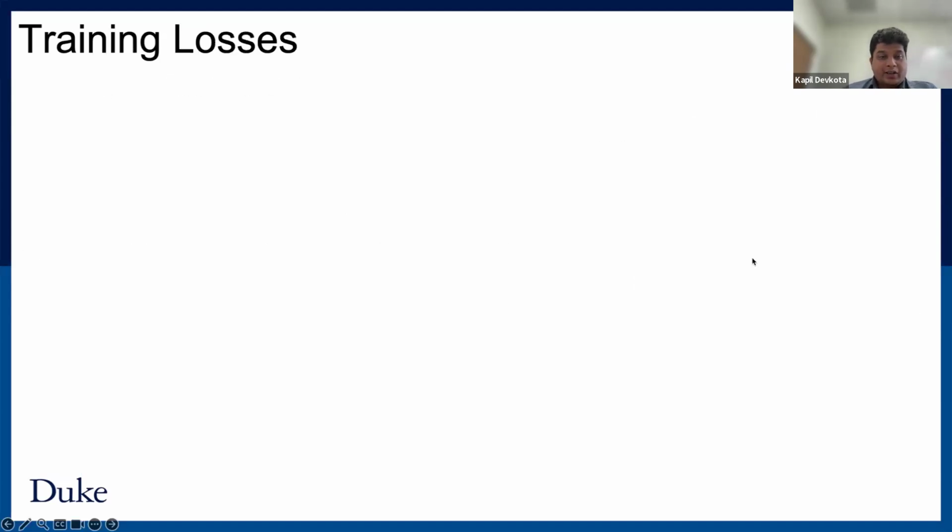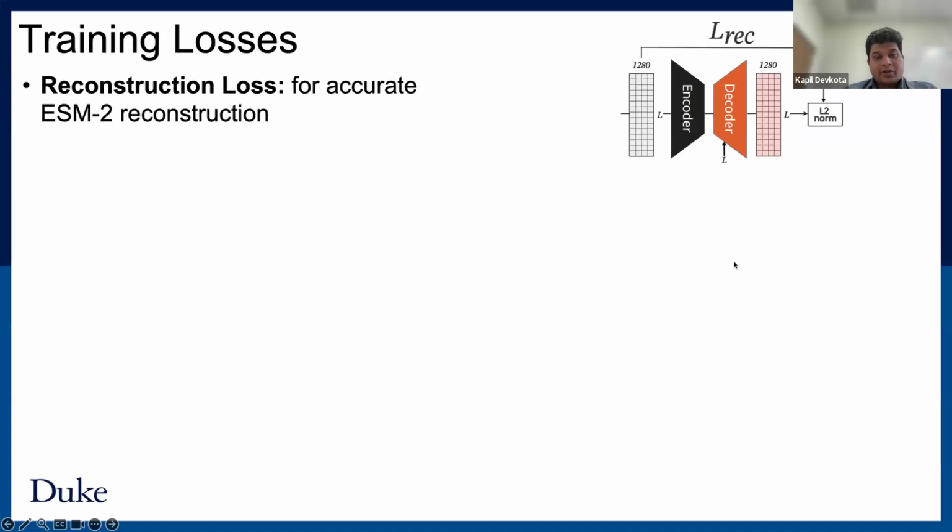And we use three training losses. The first loss is the reconstruction loss, which basically ensures that there is a perfect reconstruction of the ESM2 embedding at the same input and output length.